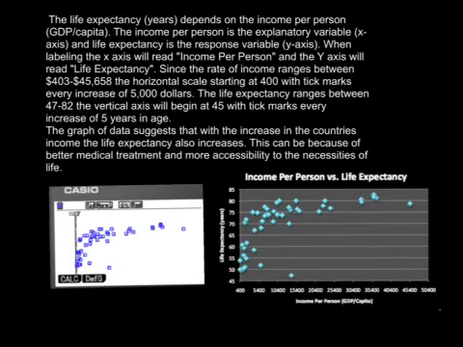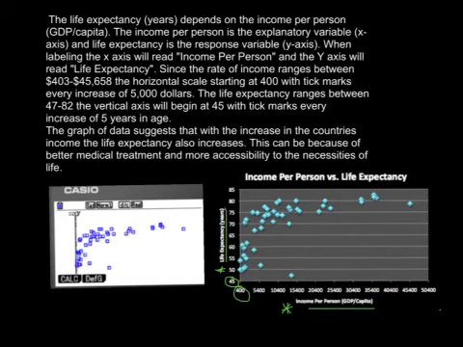I am predicting that life expectancy depends on the income per person, and the income per person is the explanatory variable, which is the X variable right here. And life expectancy is the Y variable, which is also the response variable. I began my data points at 45 and at 400, with tick marks ranging from $5,000 on the x-axis and going up by 5 years on the y-axis.